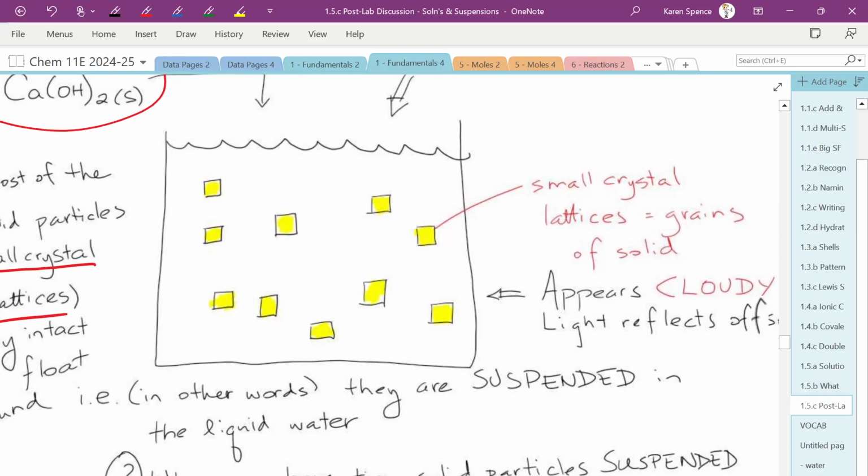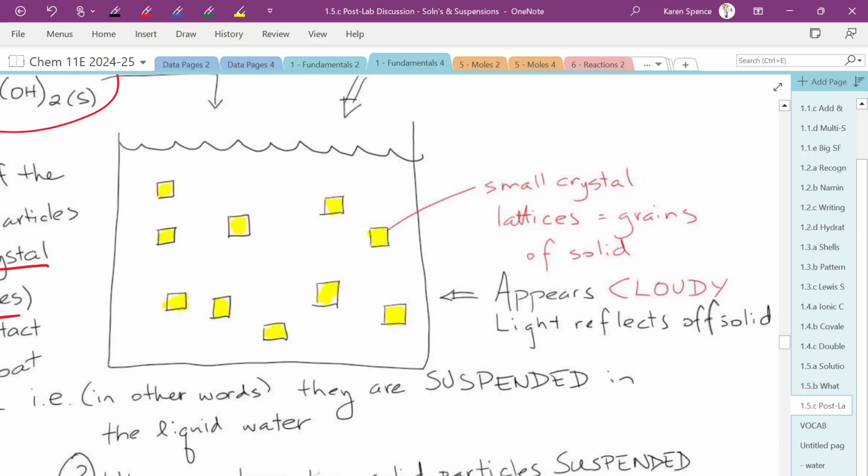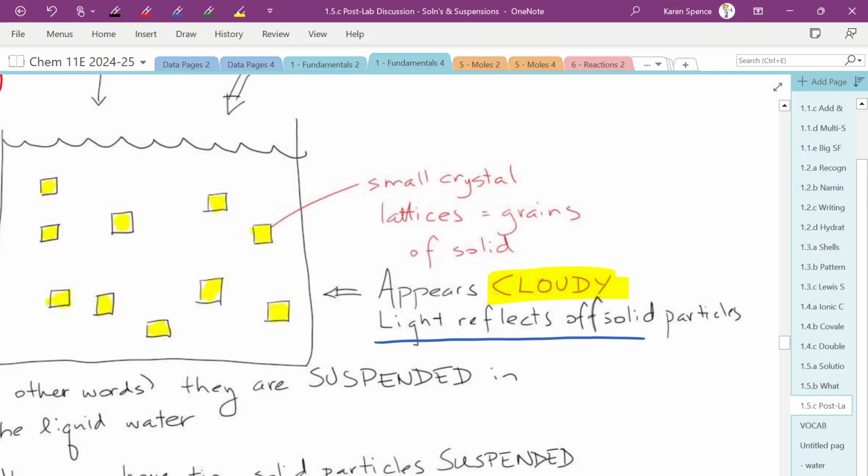All right, so here are our small crystal lattices. Those are our grains of solid. And it appears cloudy. And the reason that it appears cloudy is because light reflects off the solid. So if you have solid, it will be cloudy. If it appears cloudy, you have solid.